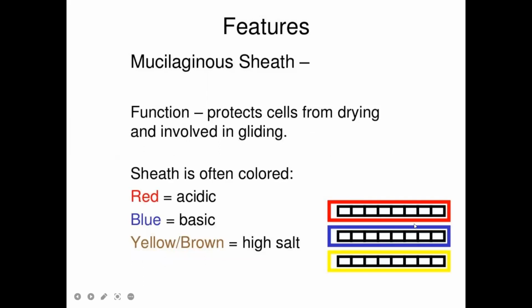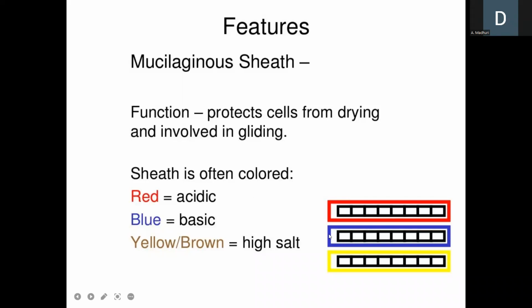As we know, this blue-green algae is present in aquatic bodies. They glide using this. They will be sticky in nature, and the stickiness is due to the mucilaginous sheath, which helps the cells in gliding movement, and helps the cells so that they do not get dried off. And the sheath is often colored. So the mucilaginous sheath which is present is colored.